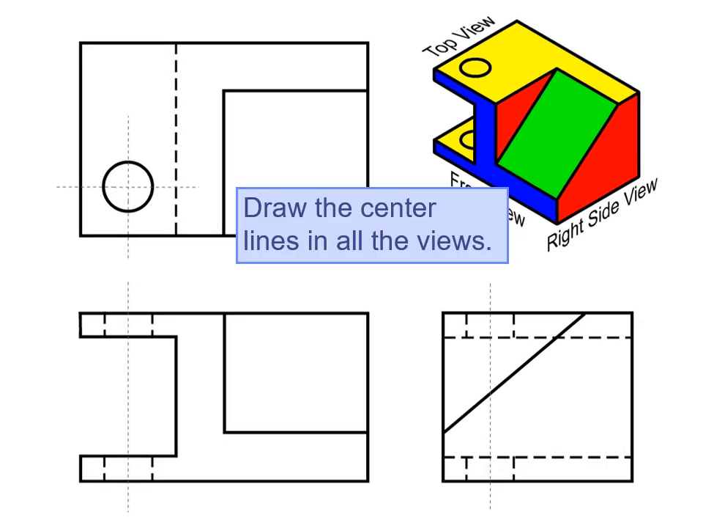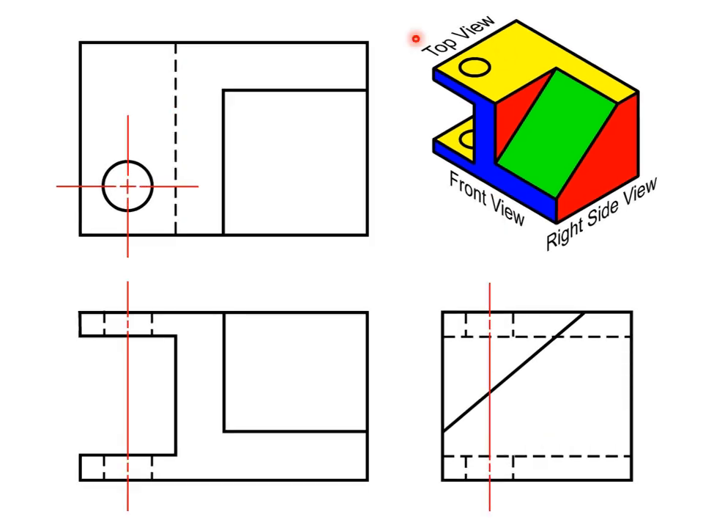Lastly, we're going to draw on our center lines. There's our center lines for our hole. Top view, there's the center lines for our hole. Now these two holes are aligned, so the center line continues all the way through. And then again, the center line continues all the way through. That's for our two holes, one in the top surface, one in the bottom surface.